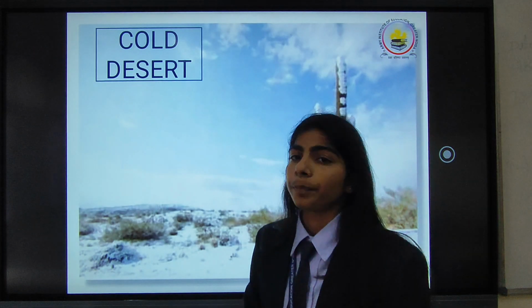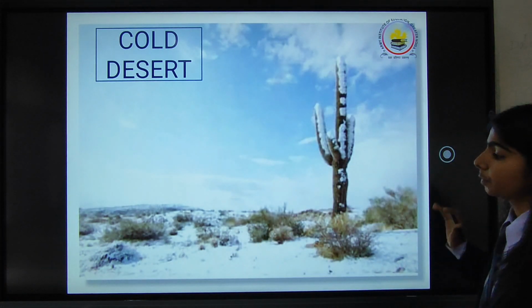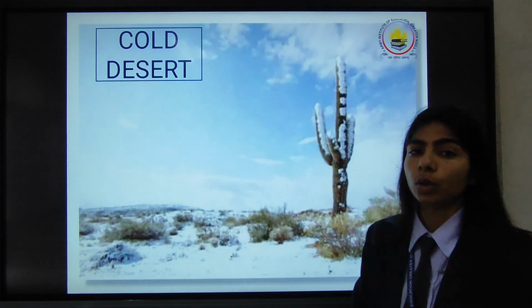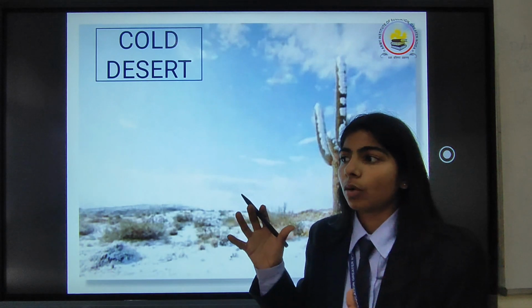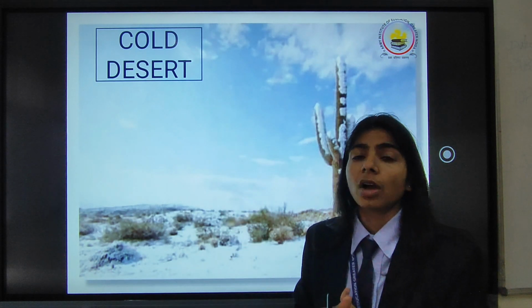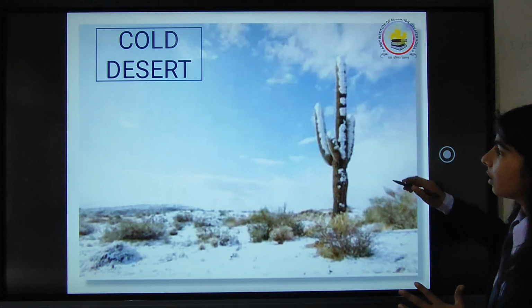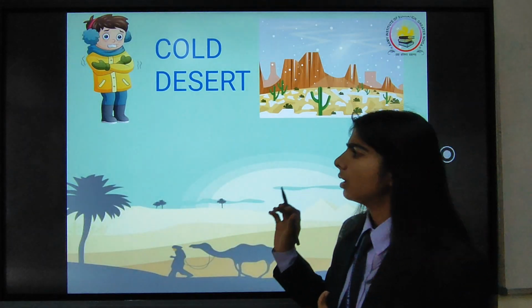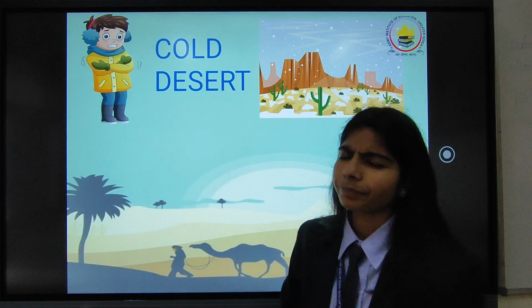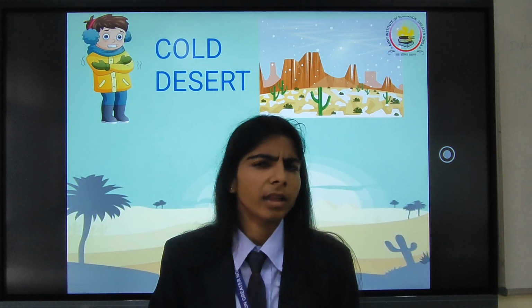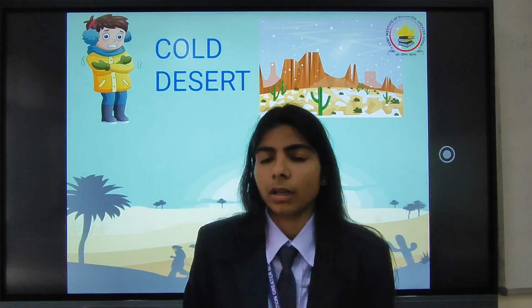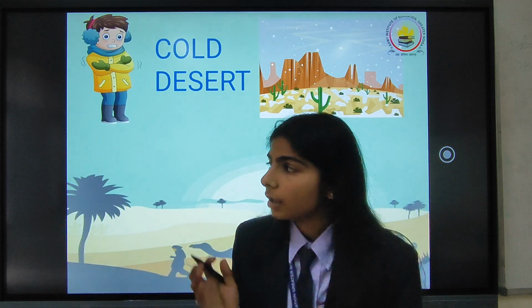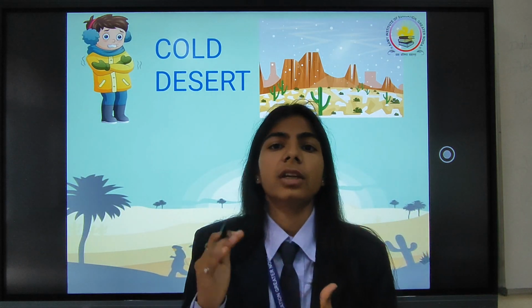So, cold desert. This is the image of a cold desert. As the name suggests, cold means there is a cold temperature, a cold climate. As you can see in the picture, everywhere there is snow. So is there only snow? Is there no sand? No, students, there is sand, but the sand is covered with snow.